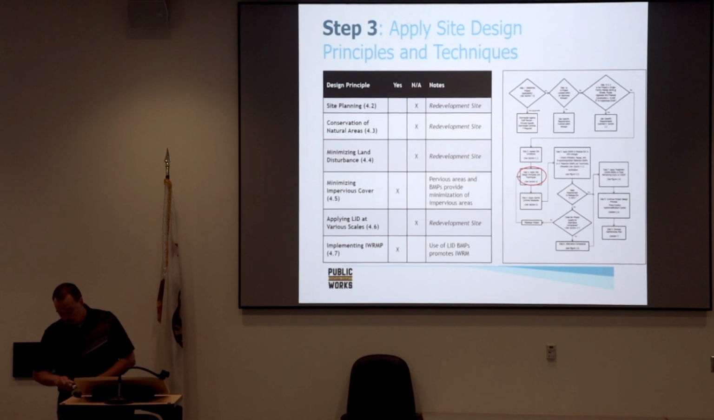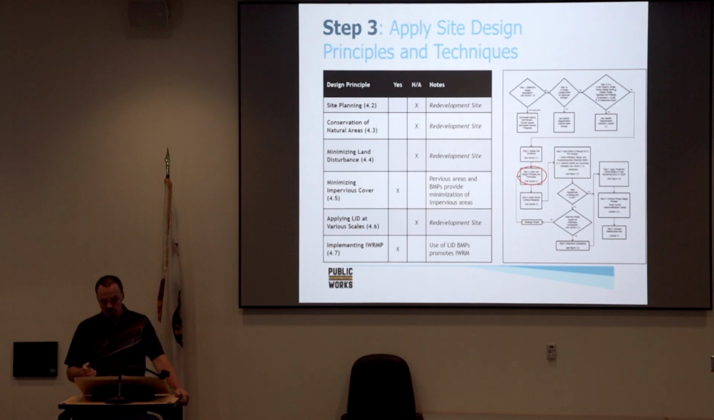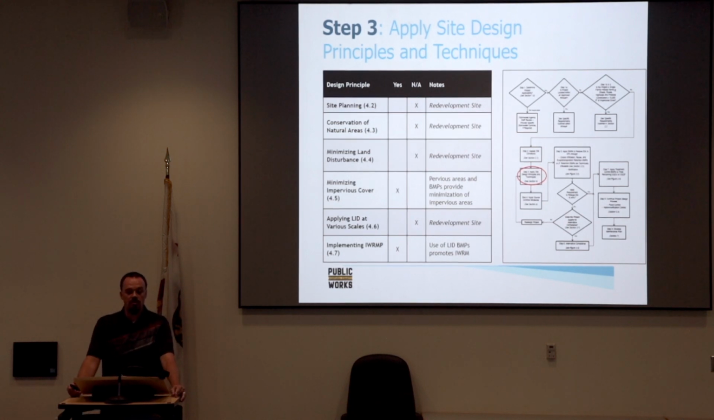So here is step 3. This is applying site design principles and techniques. In the table, there are 6 different things to review, different sections talking about how you should site plan: how you are going to conserve natural areas, minimize land disturbance, and minimize impervious cover when possible.